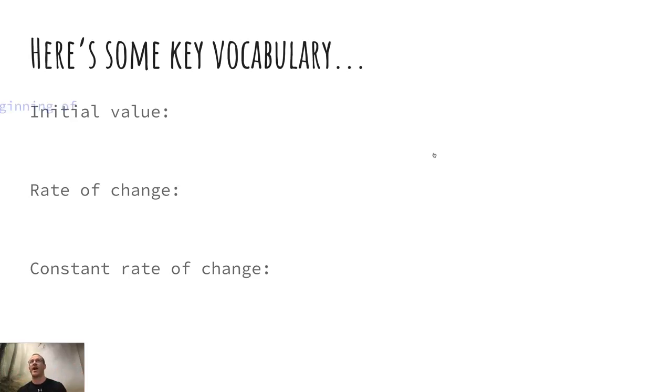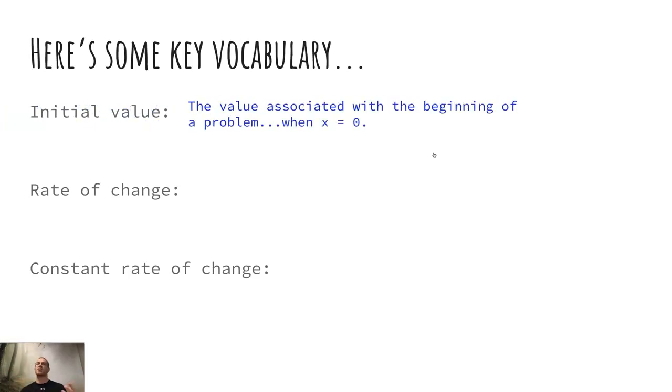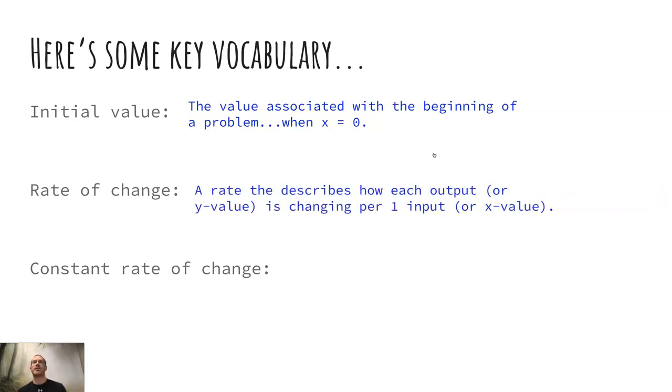So initial value. The initial value is the value associated with the beginning of the problem, and this is typically when x is equal to zero or t is equal to zero. If we think about that in terms of the real world, it's when things start, when x is equal to zero. Rate of change: a rate of change describes how each output or Y value is changing per one input or X value. So the change in Y to the change in X.